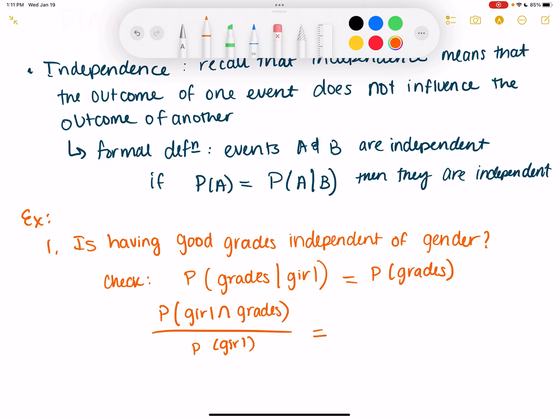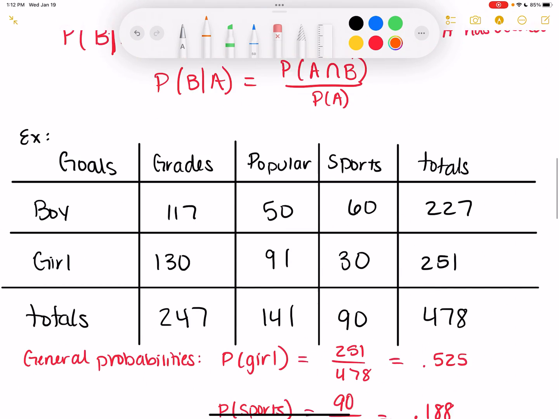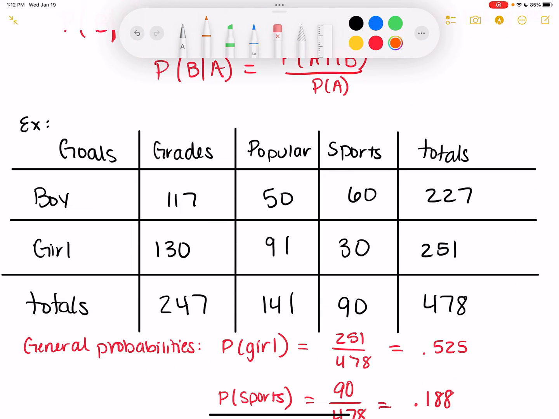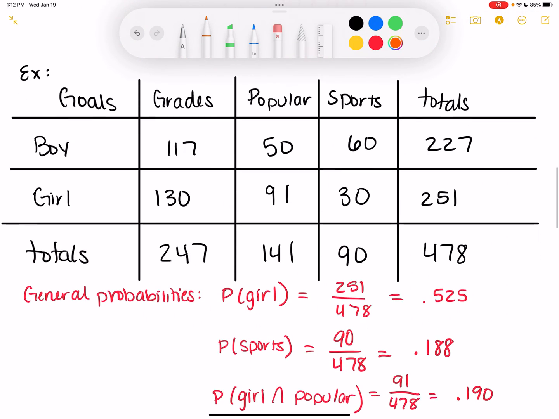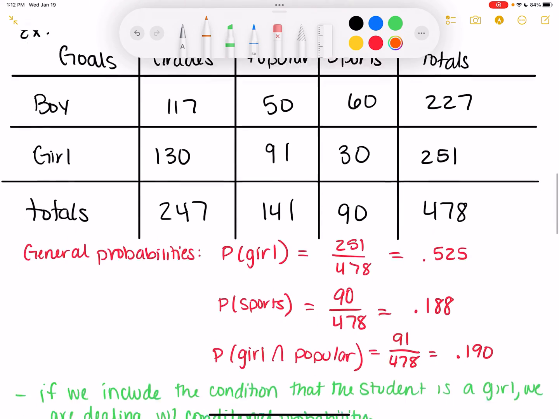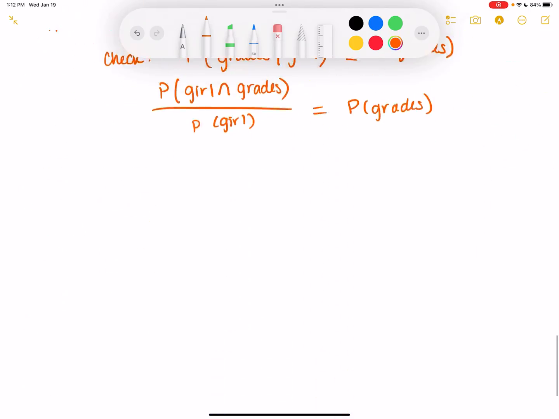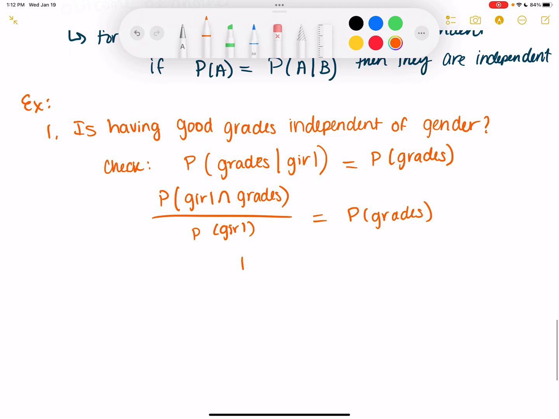Okay, and if that's equal to the probability of grades, then they are independent. So, girl intersect grades. If we go back up and look at it, girl intersected with grades is 130 out of the probability of it being a girl, 130 out of 251, the total number of girls, is equal to the probability of grades.